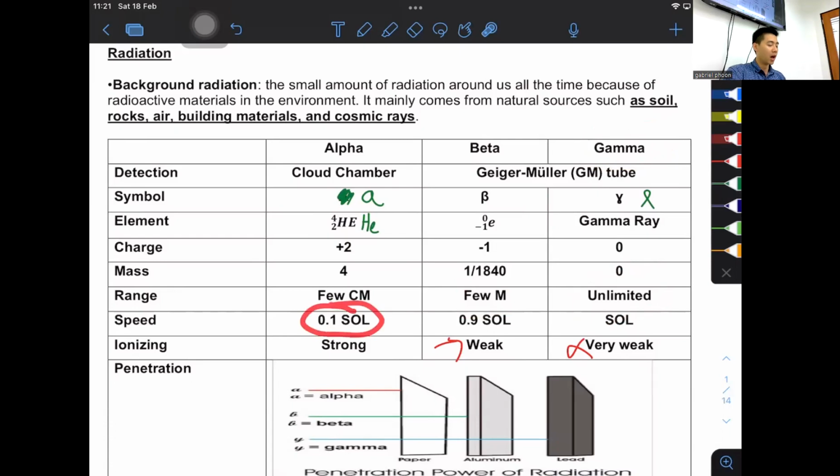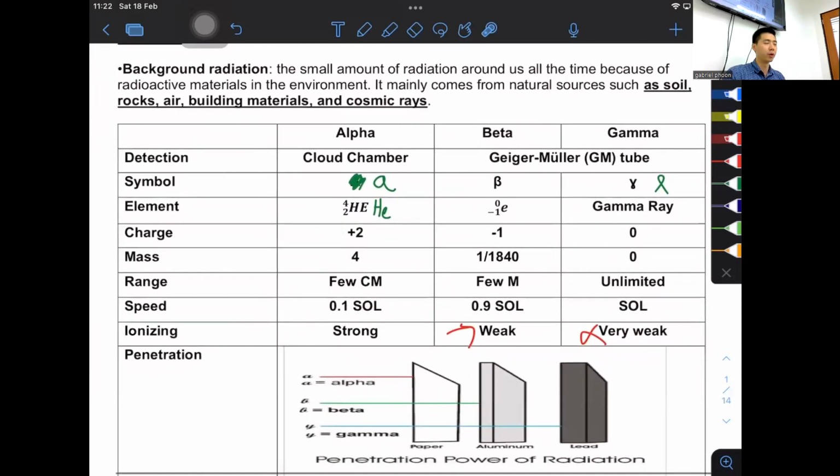Speed-wise, once again, alpha is the slowest. It's only 10% the speed of light, guys. You don't have to remember this also. You just need to remember that alpha travels the slowest. Beta is relatively faster, 90% the speed of light, right? And obviously gamma is once again an electromagnetic wave, and all electromagnetic waves travel at the speed of light. Like I mentioned just now, ionizing: strongest, weak, and weakest here. Can you copy these few parts down first before we go on to the next drawing part?